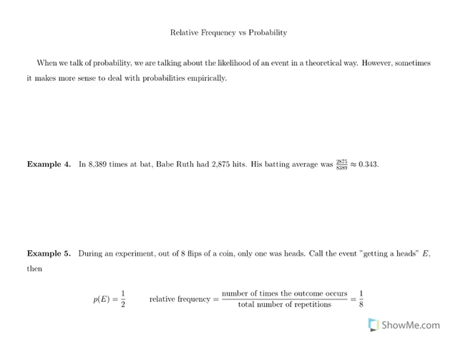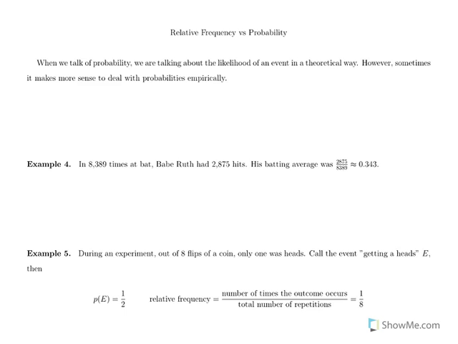So everything we've talked about so far has been about a theoretical probability. Given some kind of experiment, we can theorize that the probability of something will happen will be this. However, sometimes it makes more sense to deal with probabilities empirically, that is, looking at the actual data or the evidence. So let's look at some examples where that might be the case.